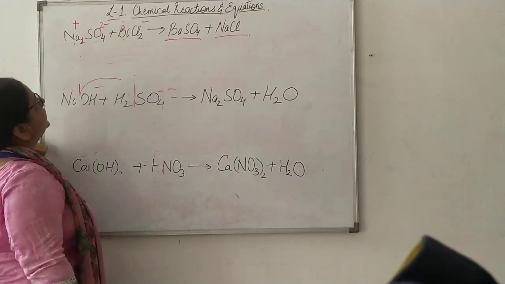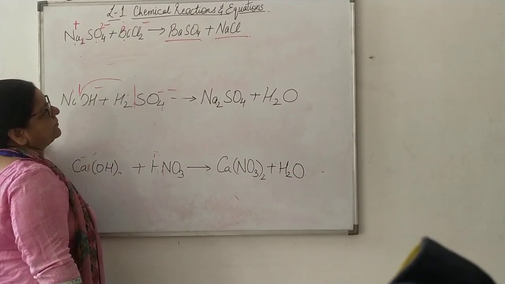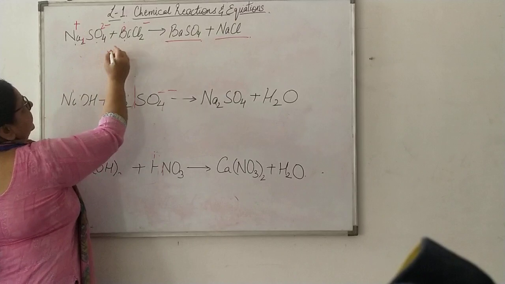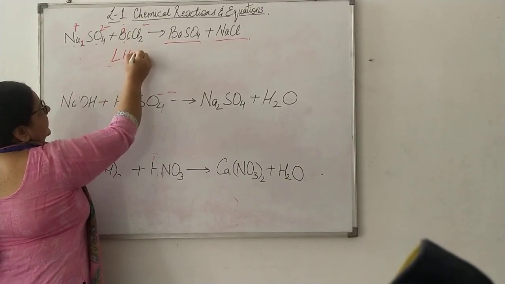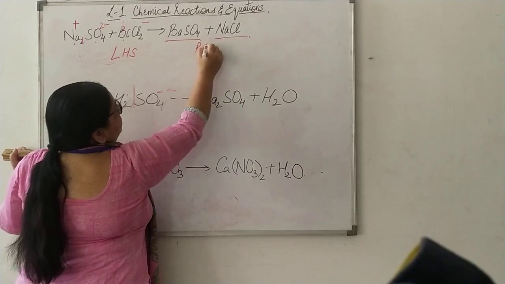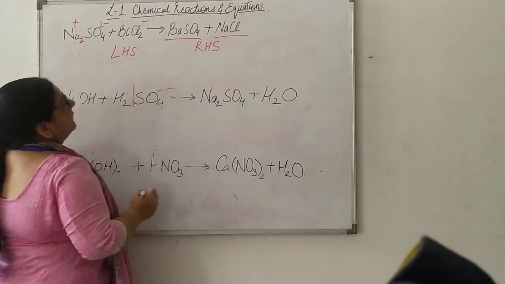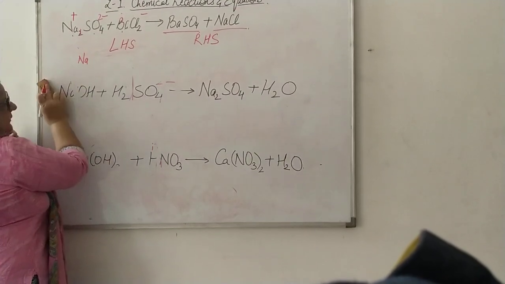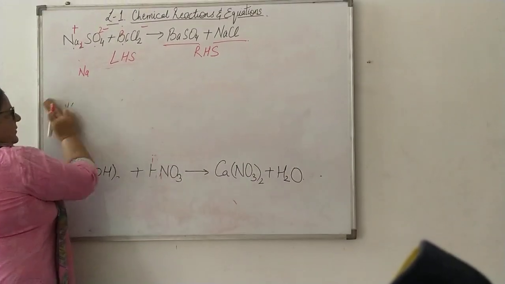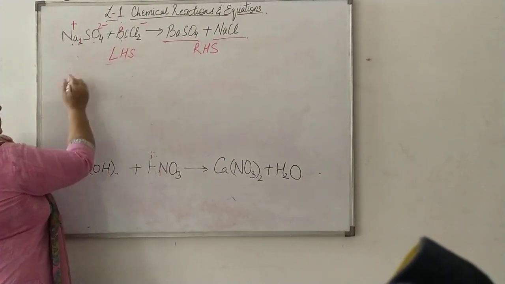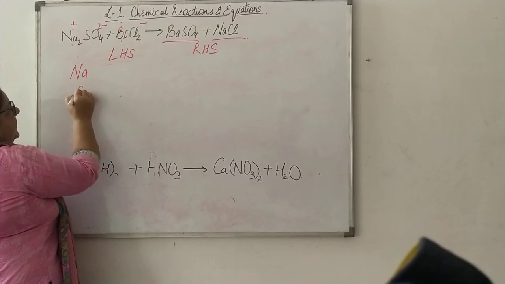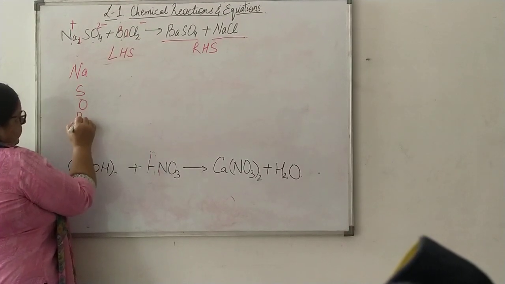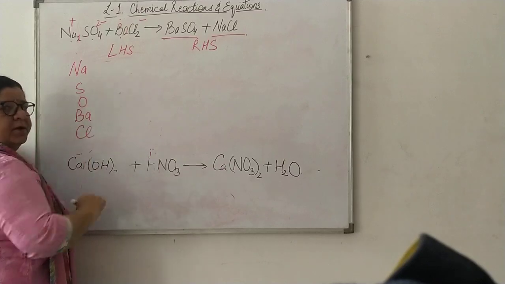Okay, the first one, Na2SO4 plus BaCl2 gives BaSO4 plus NaCl. So what we'll do is, we will write what is present on the left hand side and the right hand side, right? So which are the elements present? We have Na, we have S, we have O, then we have Ba and we have Cl, right?